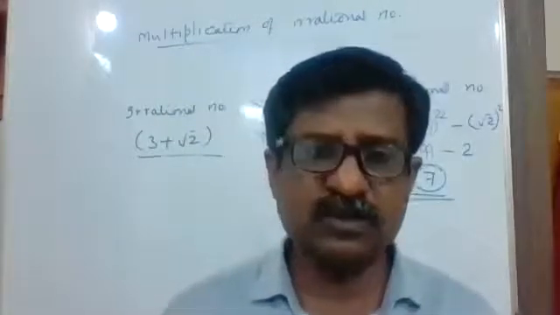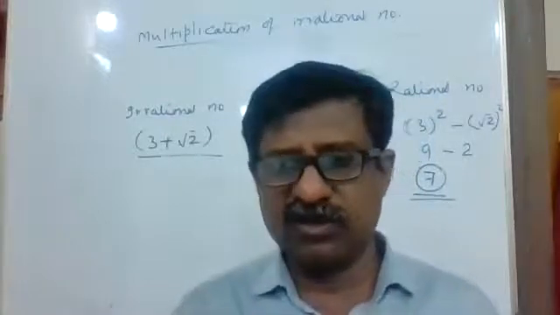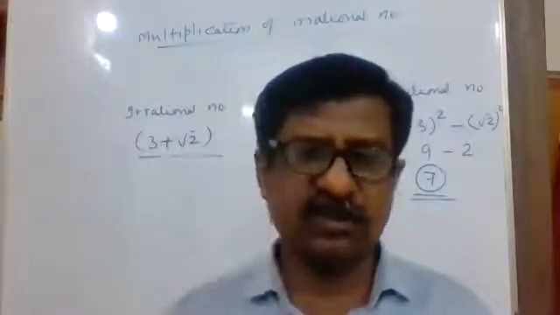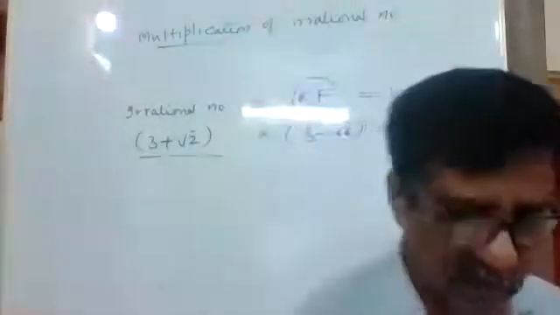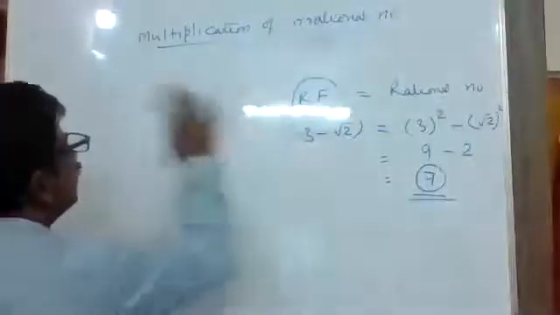And if it is 3 minus root 2, we have to take 3 plus root 2. Just the opposite sign. Whatever sign you got, that sign has to be replaced. That only you have to keep in mind. We come to the next few questions related to this.